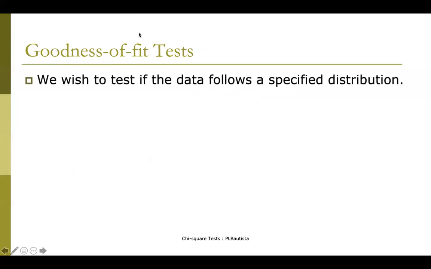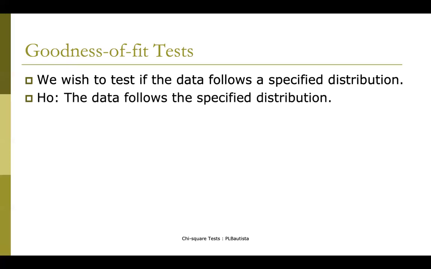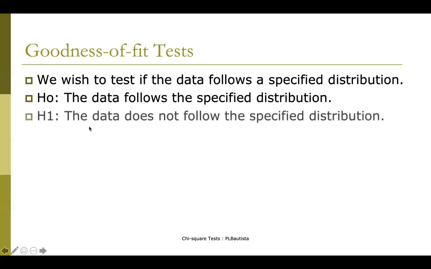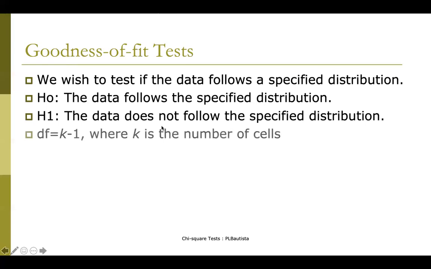And in goodness of fit tests, we want to test if the data follows a specified distribution. Our null hypothesis assumes that the data observed follows the specified distribution, while for the alternative, the data does not follow the specified distribution, meaning there is a significant deviation from the distribution that we are trying to test. For this particular application, the degrees of freedom is given by k minus 1, where k is the number of cells or columns. We will see later what we refer to as the small letter k.